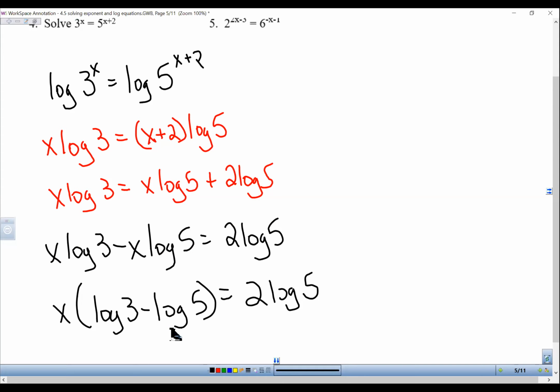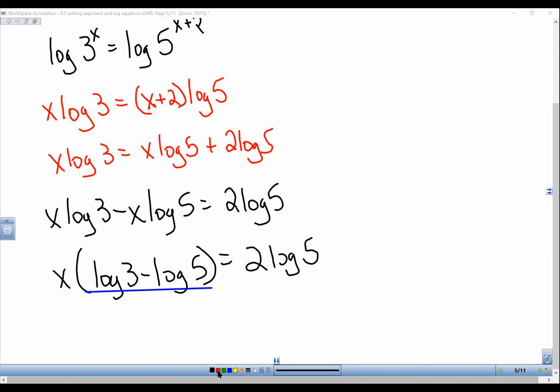And finally, we're going to divide by this amount, just to get the x by itself. So if we divide both sides by log 3 minus log 5, then we get our final answer, which is x equals 2 log 5 over log 3 minus log 5. And that is your answer.